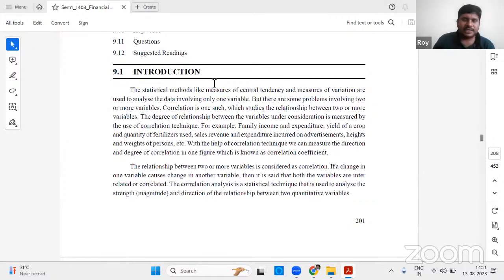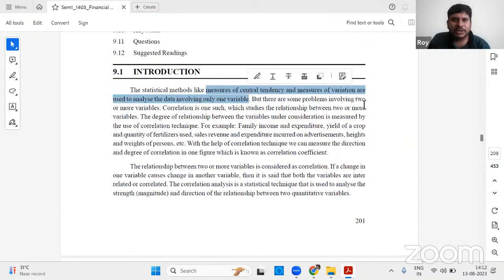Now let's see. In the statistical methods, we have learned the measures of central tendency, mean, median, mode, and the measures of variation, such as the coefficient of variation. In the previous units, these were used to analyze data involving only one variable. But there are some problems involving two or more variables.